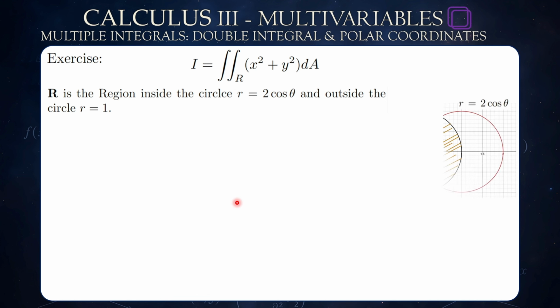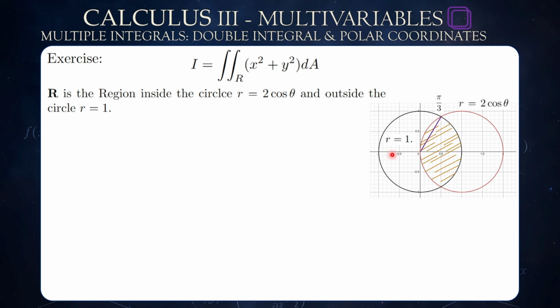This is the visualization of r equals 1 and r equals 2 cosine theta. We have two circles, the first one having a radius of 1, centered at the origin of the axes. The other one as well has a radius of 1, except it is shifted by 2 squares to the right. How do they intersect?